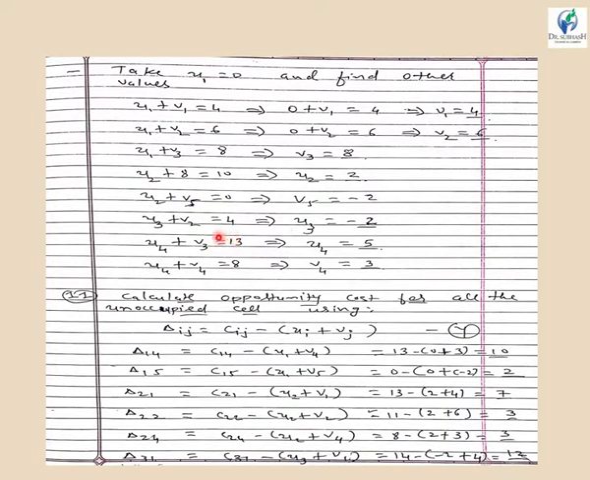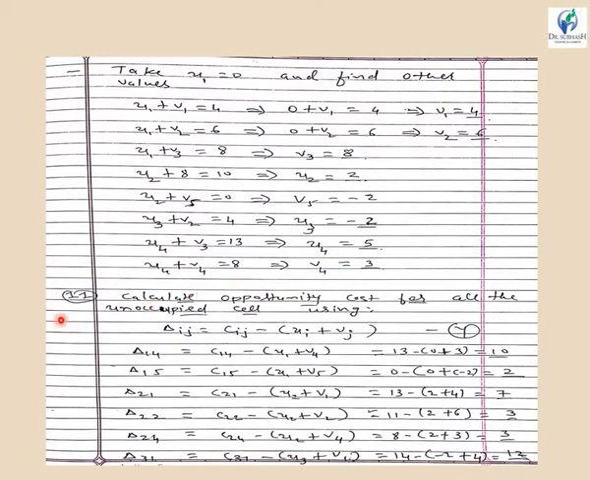Similarly, U3 plus V2 is equal to 4. Here you have obtained the value of V2, so put it over here, that is 6. So 6, when it goes to the right hand side, becomes minus. So 4 minus 6 is equal to minus 2. Similarly, this value is found out and this value is found out in the same way.